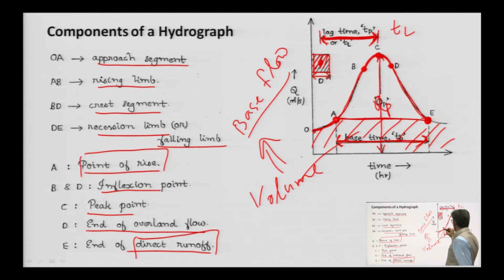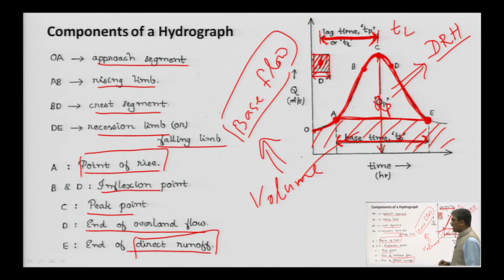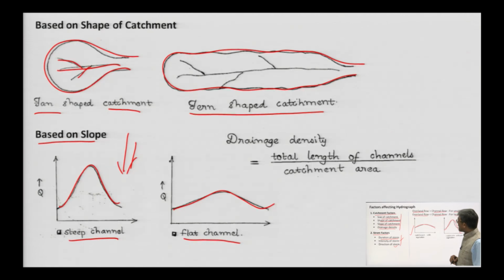So, in analysis of the hydrograph, we need this part. When we subtract that flow from the hydrograph, we will get the direct runoff hydrograph, DRH. So, separation of this base flow is important.